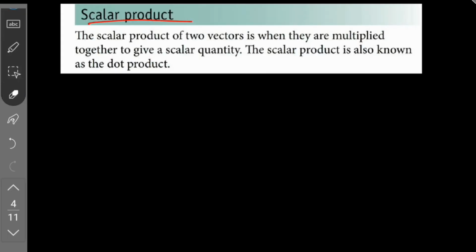Product of two vectors is when they are multiplied together to give a scalar quantity.